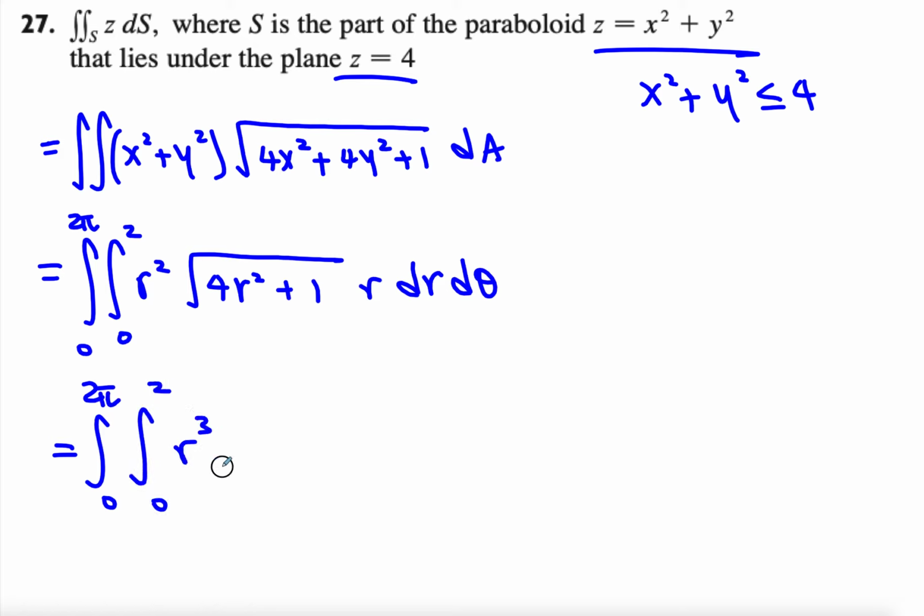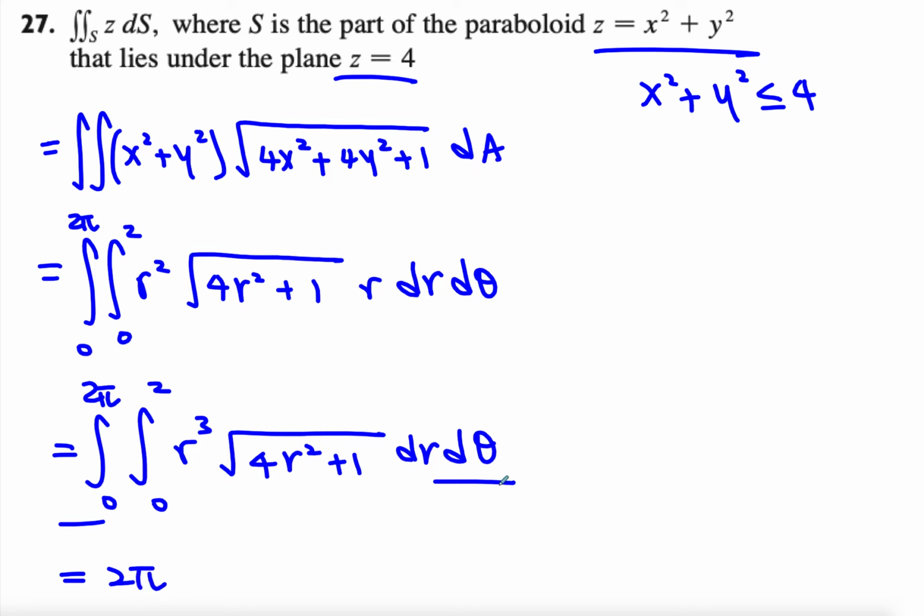Then we can rewrite this one as 0 to 2 pi, 0 to 2, r cubed times the square root of 4r squared plus 1, dr d theta. Of course, you know what these two become. They are simply 2 pi. So I'm going to write it down on the side anyway. How about here inside?